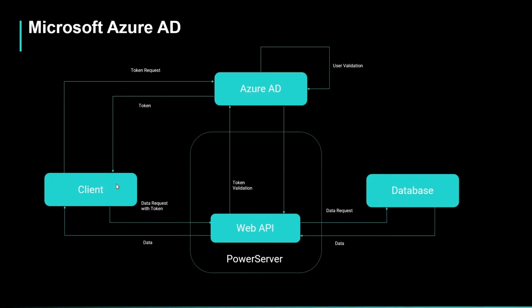So what happens now is we're going to send a token request to Azure AD directly. Azure AD is going to validate the user, send us back a token. We're going to send that token to the Web API. The Web API is then going to also call Azure AD to get the token verification back, and if it's valid, then it will go ahead and request the data and send it back to the client. So yeah, a little bit more different even than Cognito.